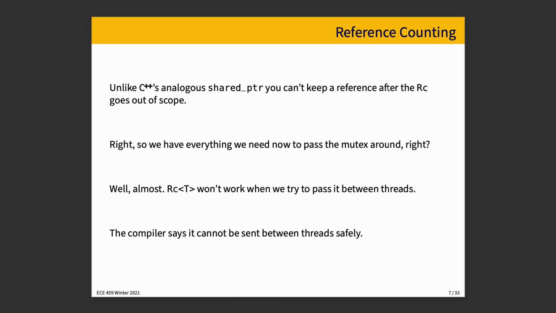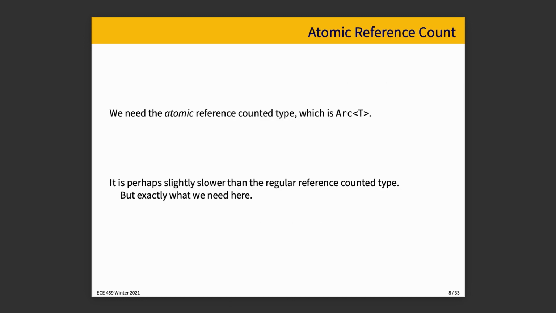What we actually need is a different type. And the different type is the atomic reference count, Arc, or ARC. And it is perhaps slightly slower than the regular reference counted type, but it is exactly what we need here. If you're not passing data between threads, you wouldn't use the atomic one because, again, potentially slower. But if the goal is to pass data between threads, then yes, definitely you need to use this, and the compiler will stop you if you try to use the wrong one.